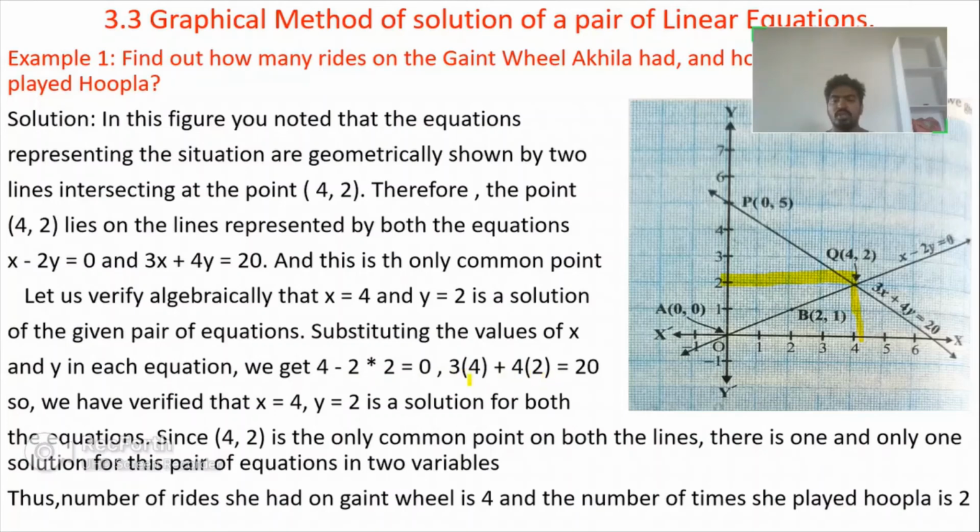And in the second equation, 3 into 4 plus 4 into 2. So 3 into 4 means 12, plus 4 into 2 means 8. 12 plus 8 is equal to 20, which is equal to RHS. So we have verified that x is equal to 4 and y is equal to 2 is a solution for both the equations. Since (4, 2) is the only common point on both the lines, there is only one solution for this pair of equations in two variables. Thus, the number of rides she had on the giant wheel is 4 and the number of times she played hoopla is 2.